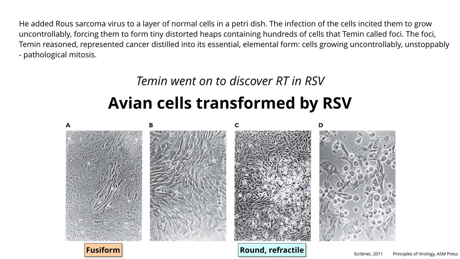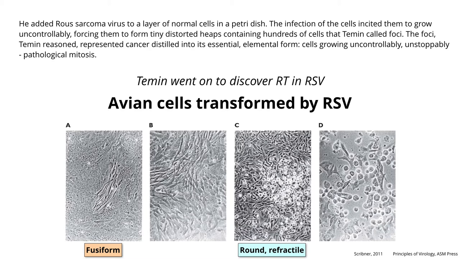So he added the virus to a layer of normal cells, very much like the experiment we started with. The infection causes them to grow, forcing them to form tiny distorted heaps. This is Mukherjee's writing, containing hundreds of cells that Temin called foci. The foci, he reasoned, represented cancer. Cells growing uncontrollably, unstoppably. Now, they're not quite cancer. They're transformed cells, which is a step before cancer. He didn't know this at the time, though, but we know that in hindsight.